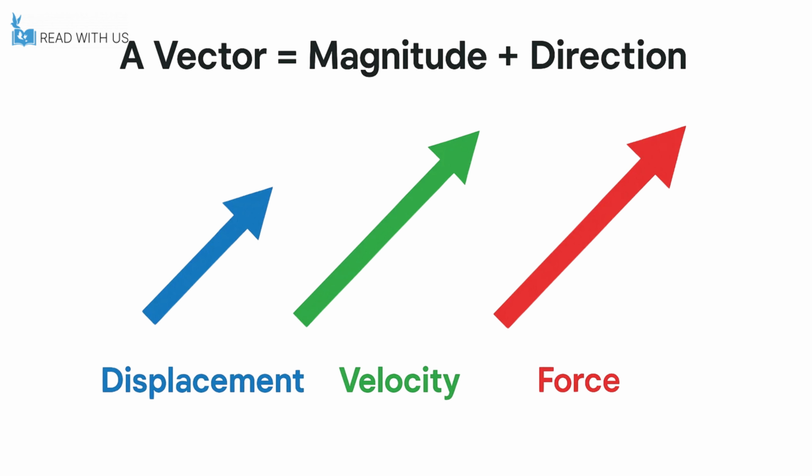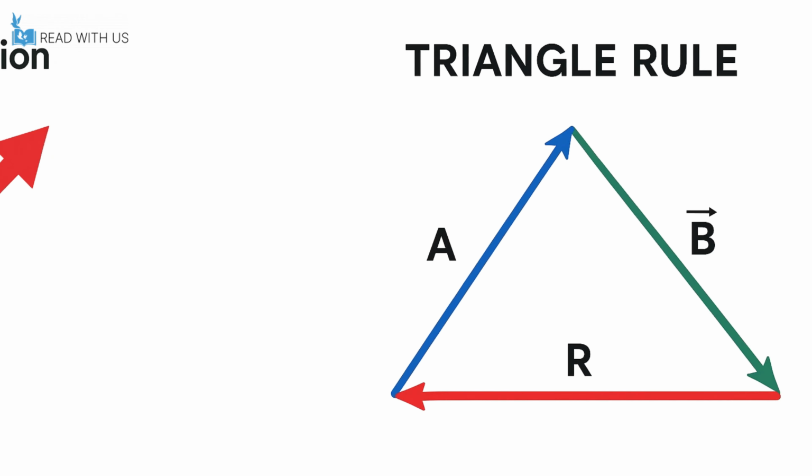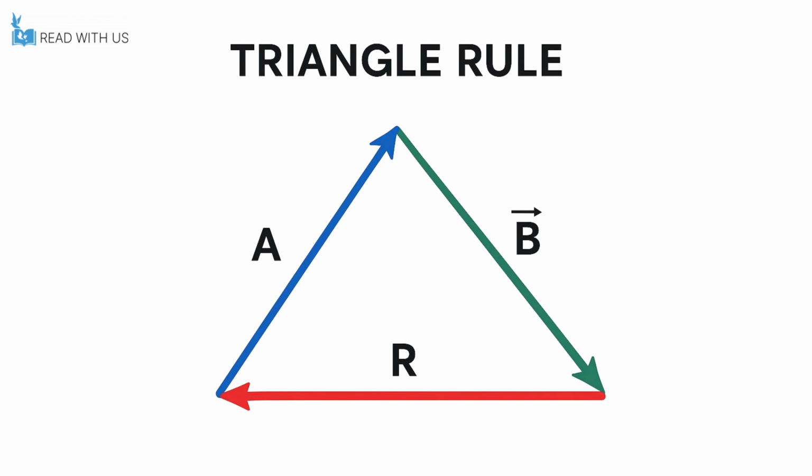A vector is a quantity that has both magnitude and direction. Examples include displacement, velocity, and force. We usually represent a vector as an arrow. The length shows magnitude and the arrowhead shows direction.